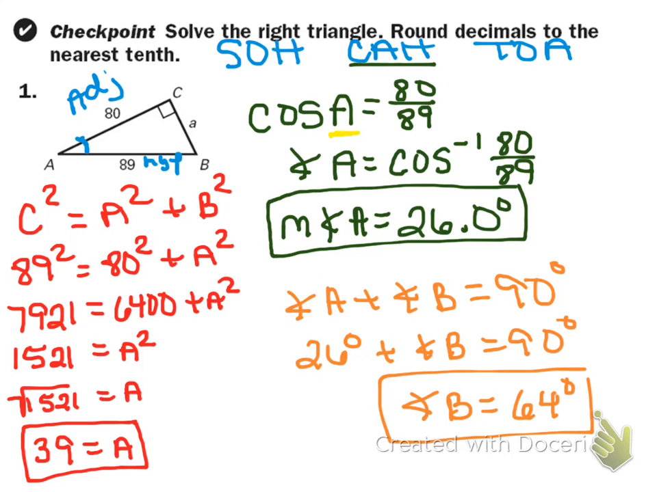Now, because you know all three side measures and all three angle measures, this triangle has been solved. Let's move on to our next example.